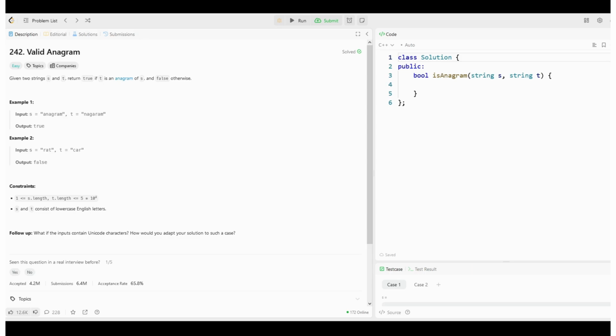In the second example, T is not an anagram of S because T has C and there's no C in S. And they have given a bunch of constraints here. S and T, your inputs will have at least one letter in them, and at max 5 times 10 raised to 4. And S and T consist of lowercase English letters. Okay, that's good. So let's go to the whiteboard next.